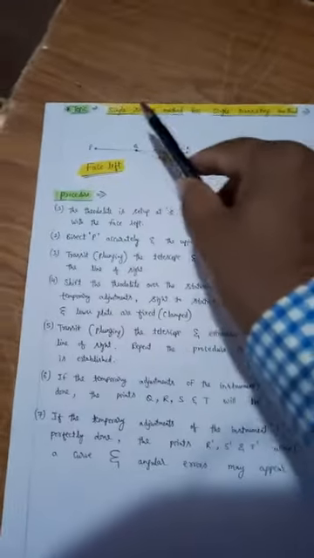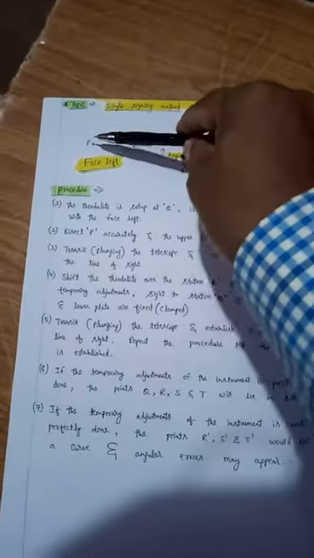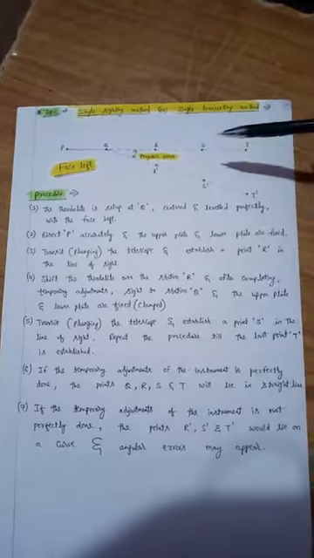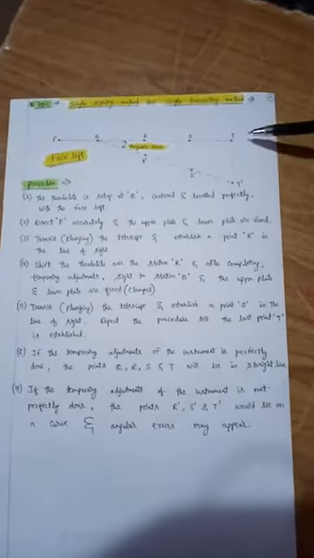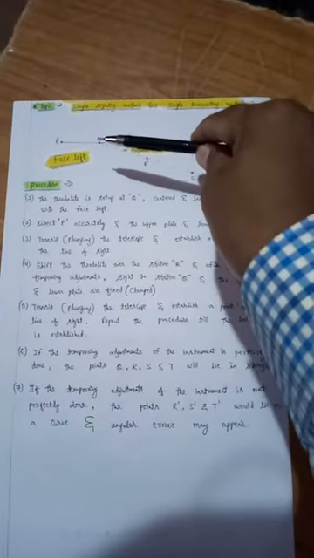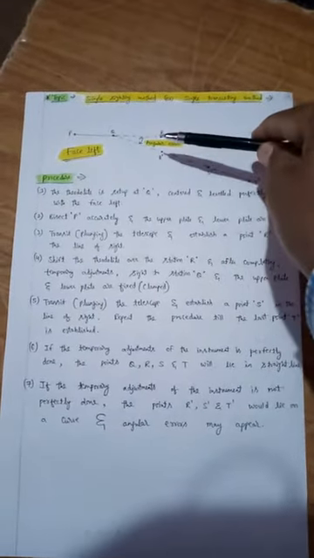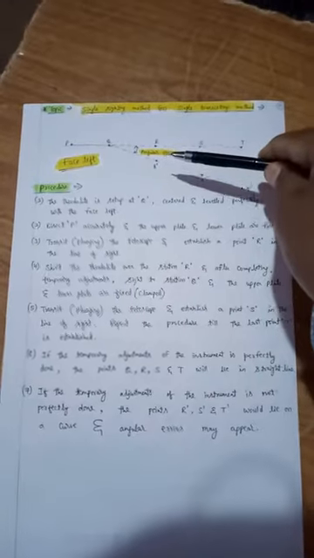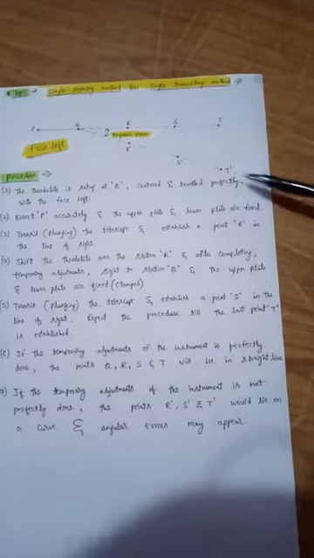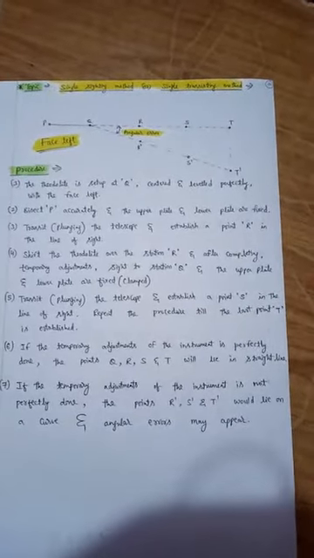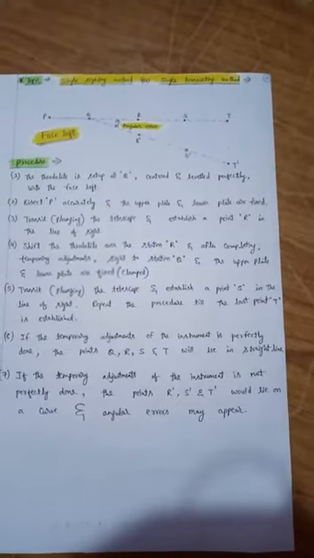So finally, single line method. If temporary adjustment is done perfectly, the QRST line will lie in a straight line. If temporary adjustment is not properly done, some angular error occurs, so it appears as R dash, S dash, T dash. So this is about the single sighting method or single transiting method.